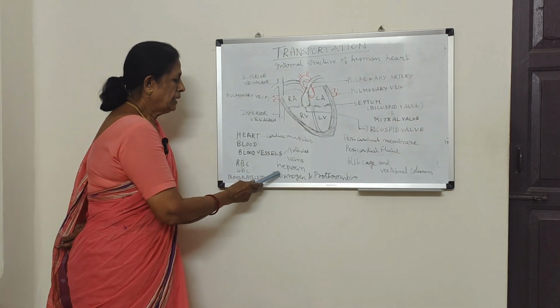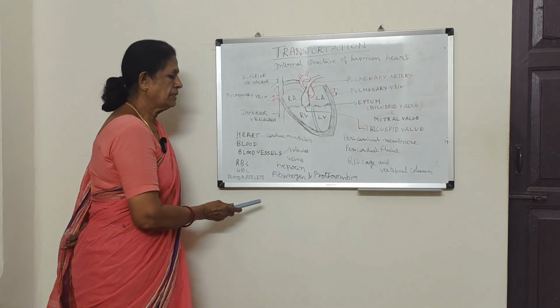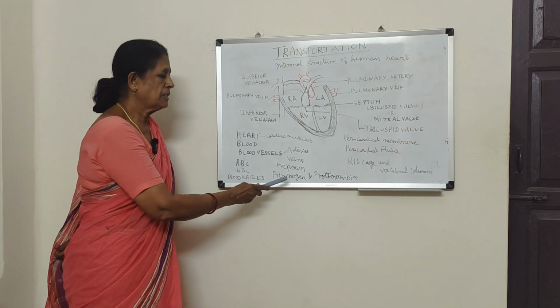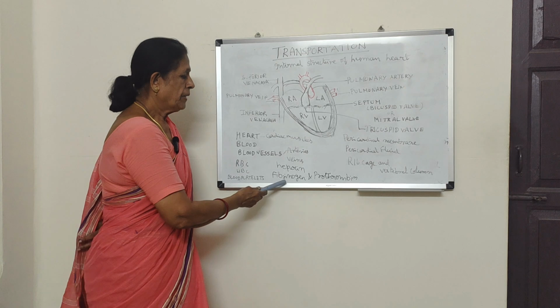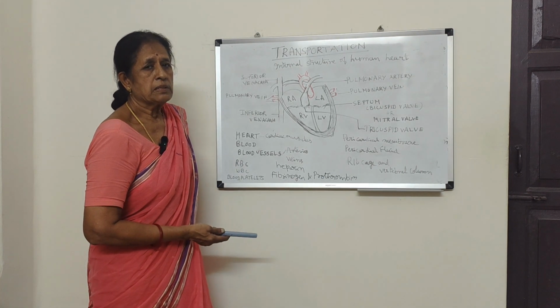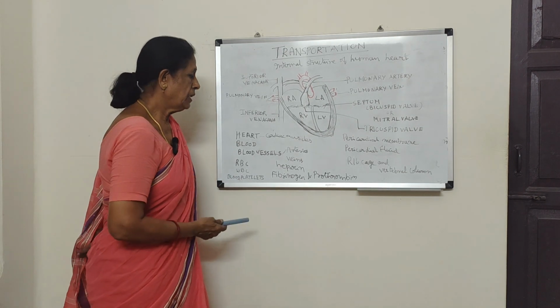And in the blood, many organic and inorganic substances are present. Heparin is one such organic substance which prevents clotting of blood during circulation. And fibrinogen and prothrombin are the organic substances which help in clotting of the blood when an injury occurs.